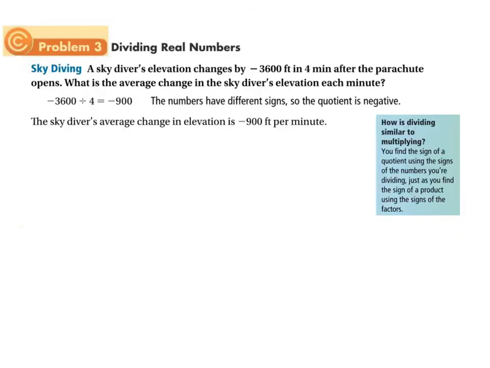So here's a word problem based in this. Skydiver's elevation changes by negative 3,600 feet in 4 minutes after the parachute opens. So what's the average change in their elevation each minute? Well, we take that drop, that's why it's negative, of 3,600 feet, and we split it equally among the 4 minutes. Negative 3,600 divided by 4. Negative divided by positive is negative, and 3,600 divided by 4 is 900. So negative 900 feet per minute.